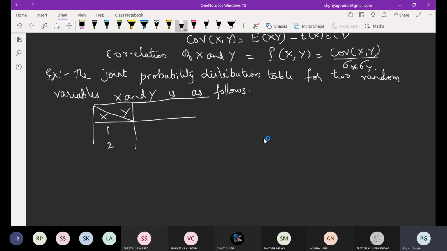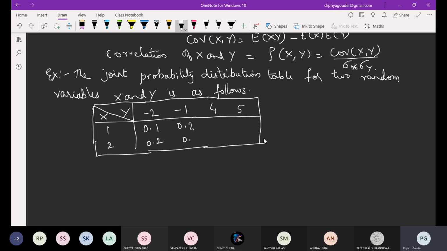X, here the values are 1, 2. Here Y is -2, -1, 4 and 5. The entries are 0.1, 0.2, 0.2, 0.1, 0, 0.1, and 0.3 and 0. Okay, this is called a joint probability distribution table.